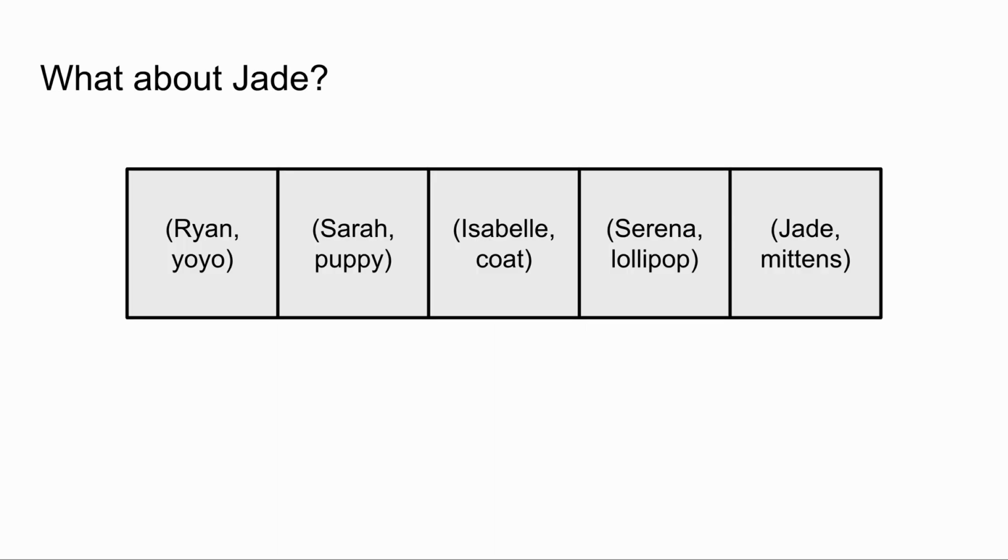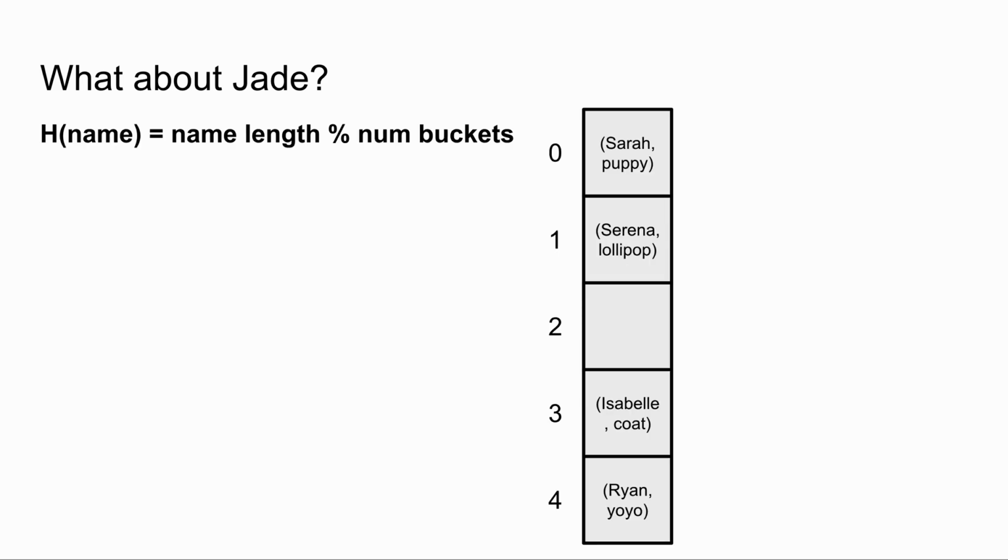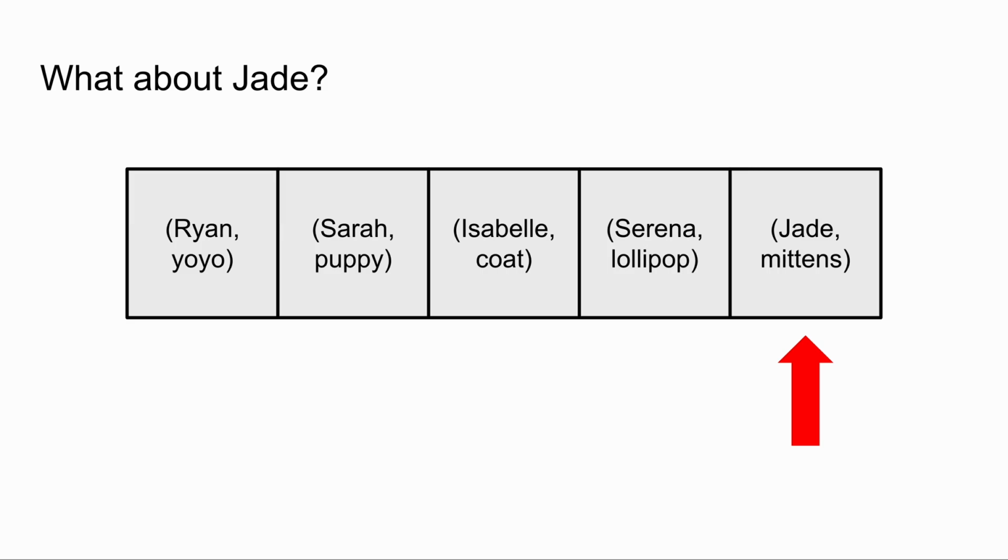A collision occurs when different keys hash to the same hash value. Let's see one in action. If you were paying attention, you might have noticed that we started out with 5 grandchildren, but we only inserted 4 into the hash table. So, what happened to Jade?